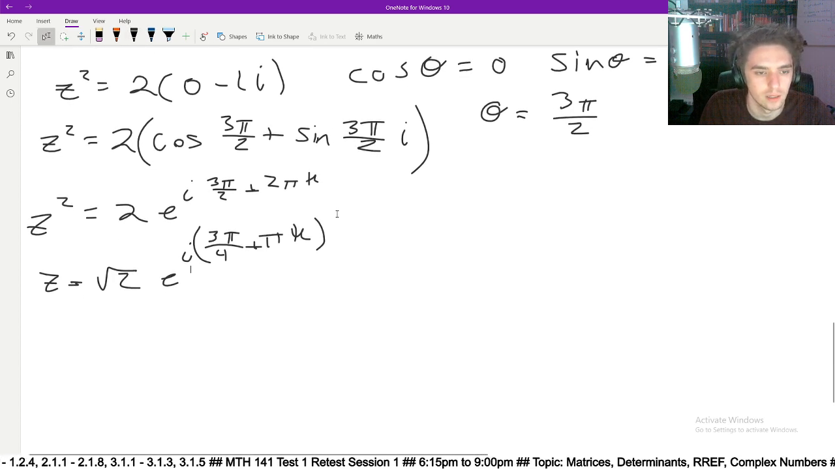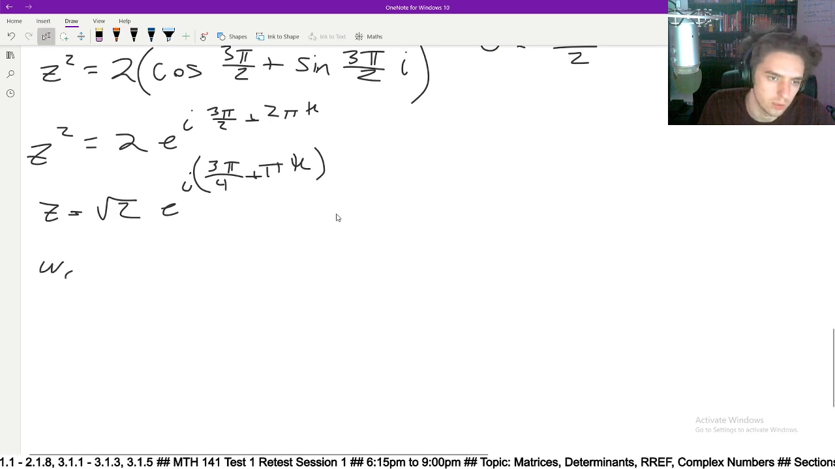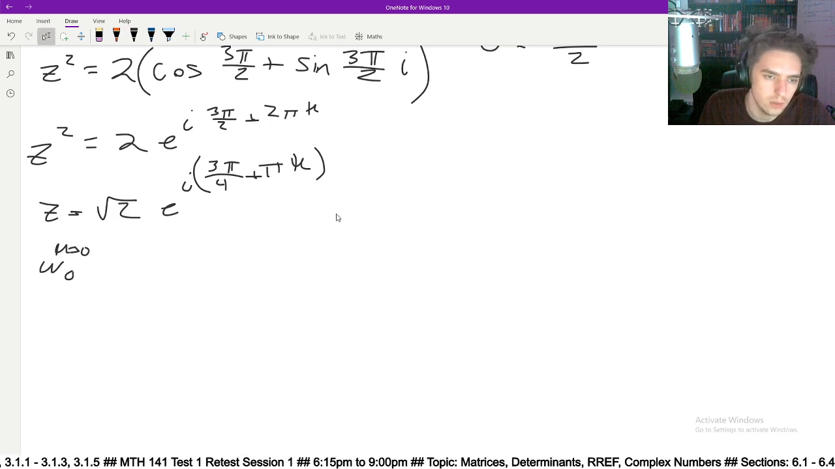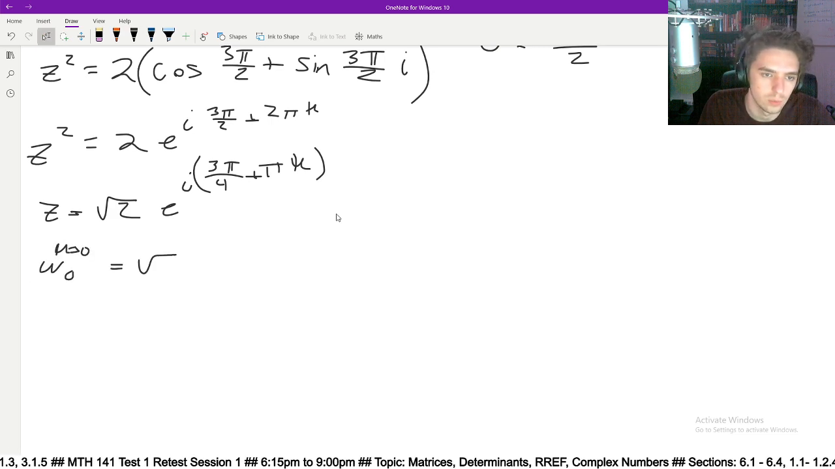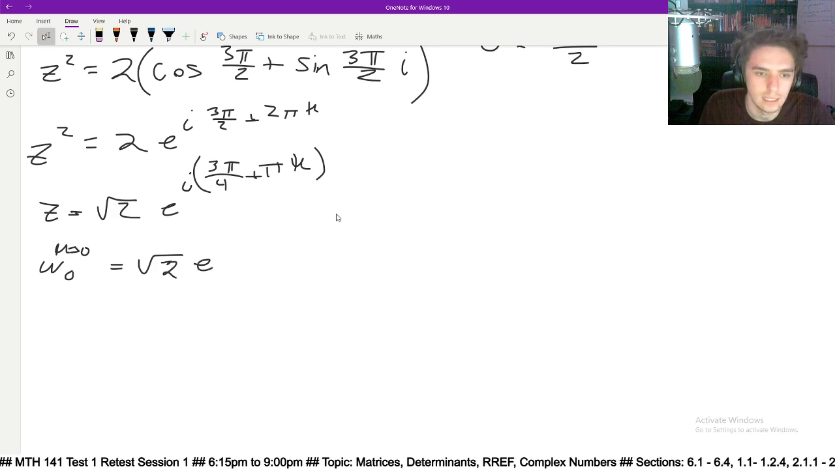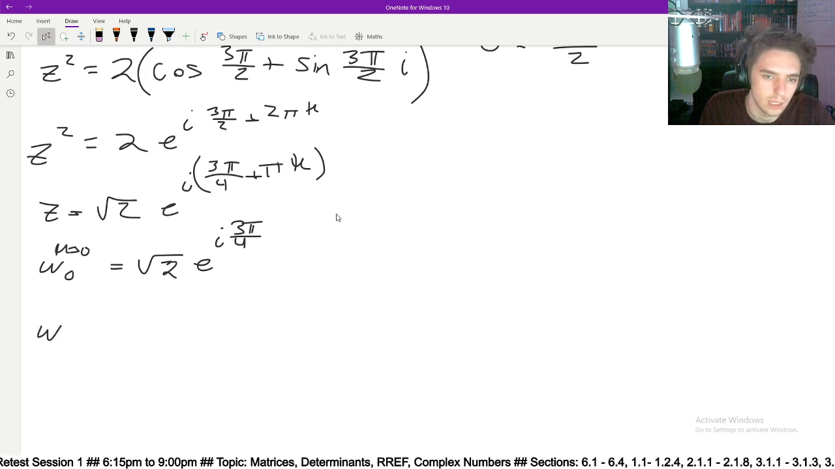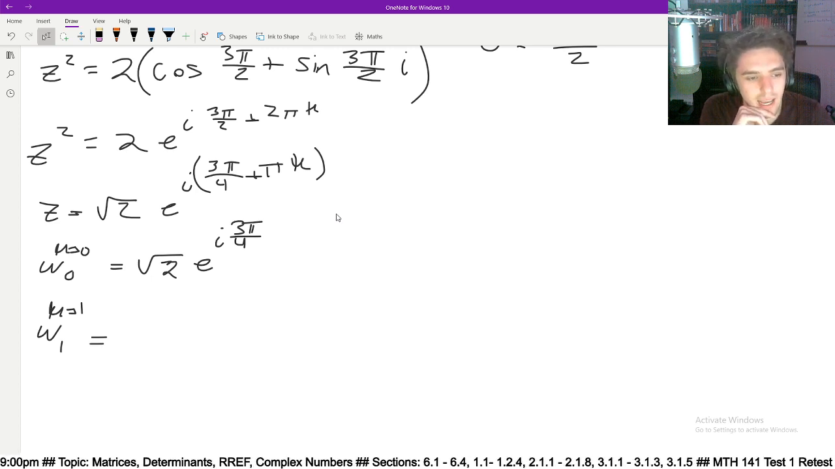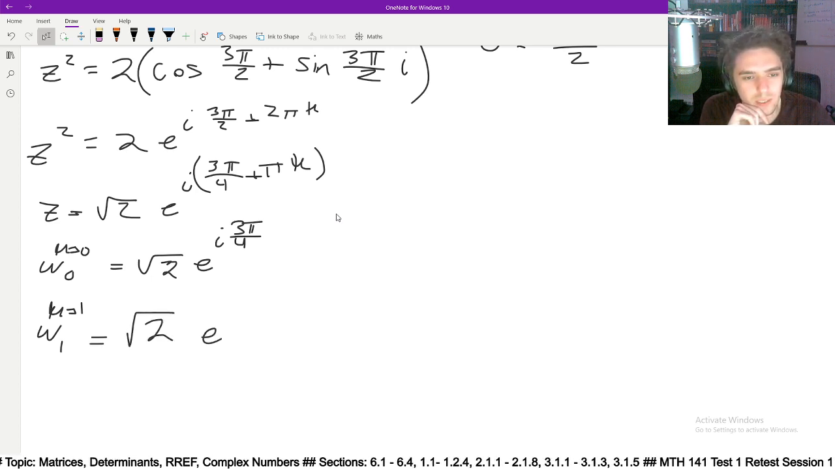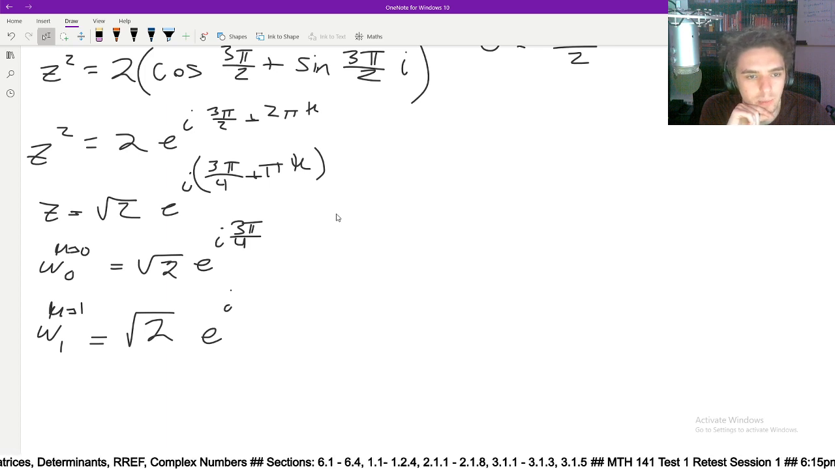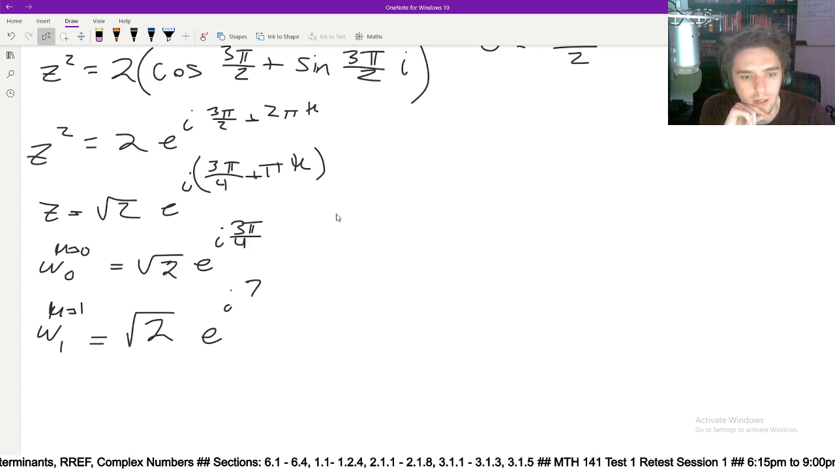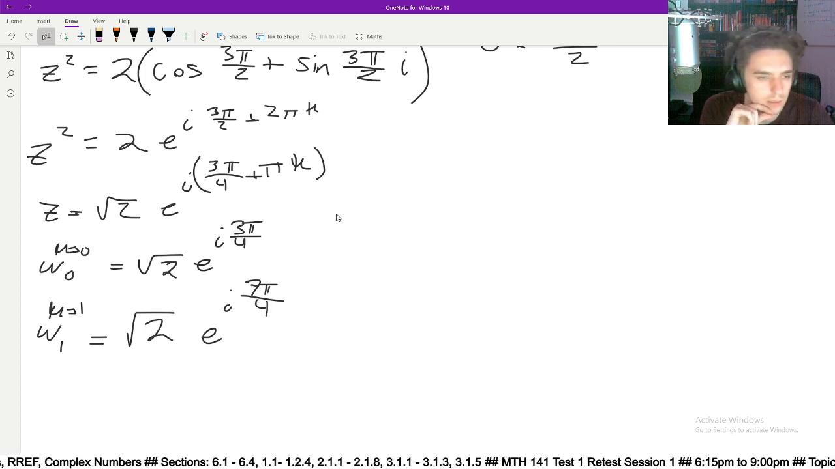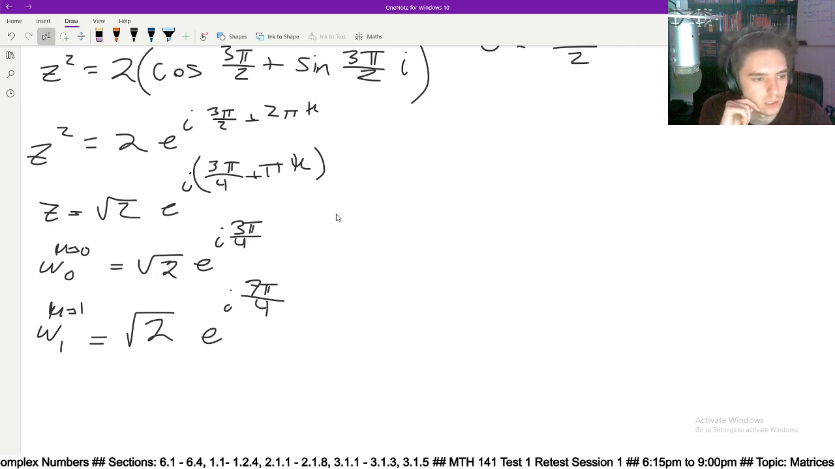Right? Okay, and so then there are two solutions. w0, where k equals 0, is just going to be root 2 e to the i 3 pi over 4. And then I'm going to have to turn that into a standard form. And w1, where k equals 1, is root 2 e to the i, and now k is 1, so 3 pi over 4 plus 4 pi over 4, so 7 pi over 4. And those are two solutions.